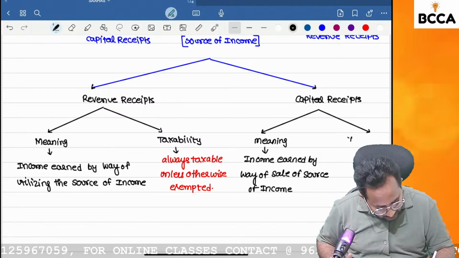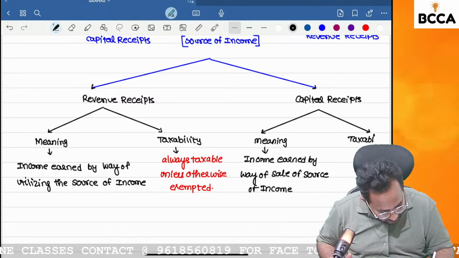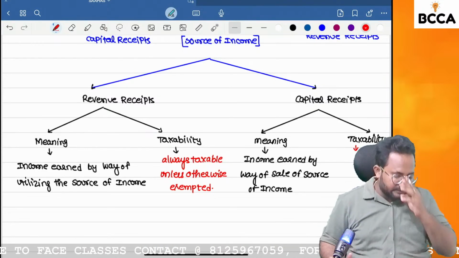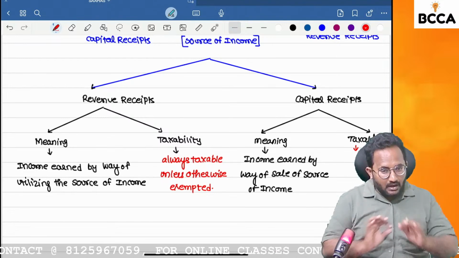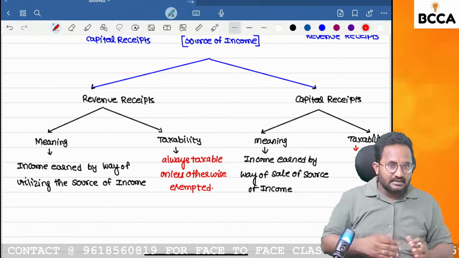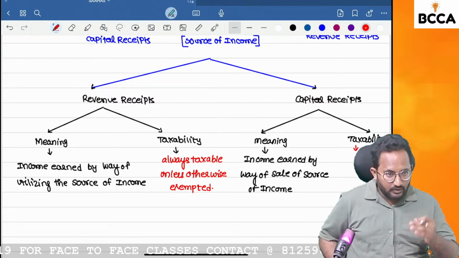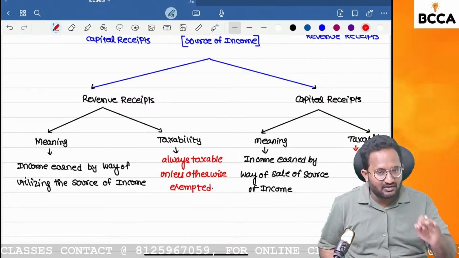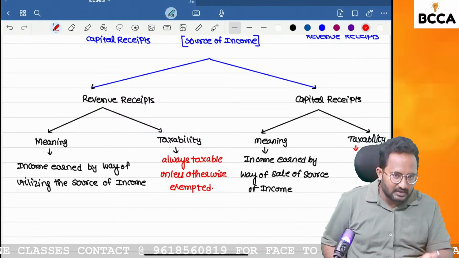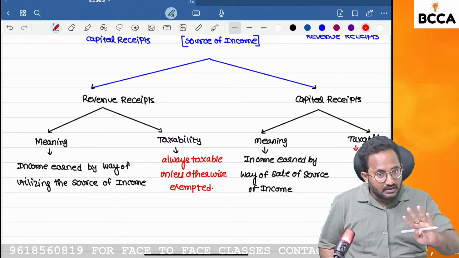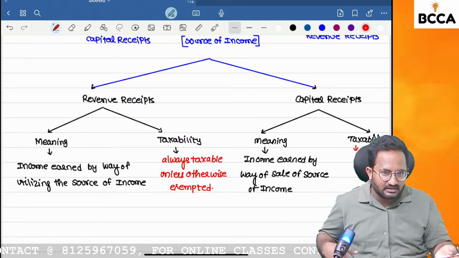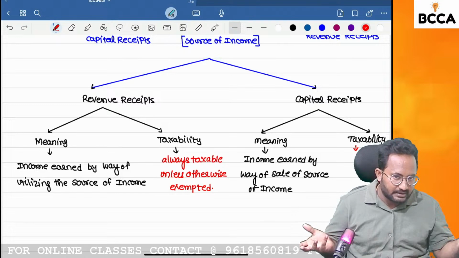Next, I want to know the taxability. I will tell you. Always exempted unless otherwise taxable. In certain circumstances, we have to find out the tax liability on capital receipt. In all remaining cases, it is exempt. Example, capital gains. If you have transferred a capital asset, then only you have to calculate the capital gain. In all remaining cases, no need to calculate capital gains.